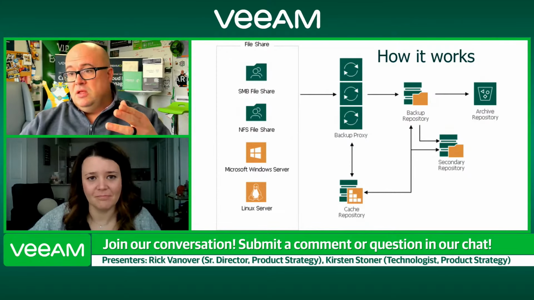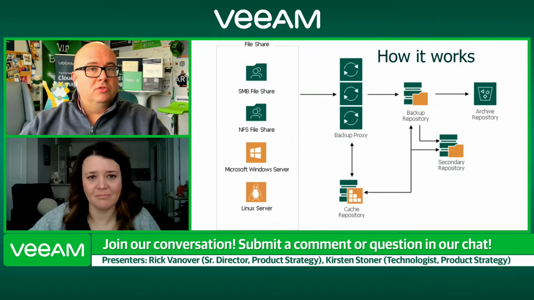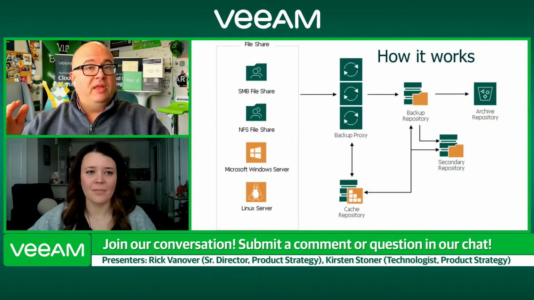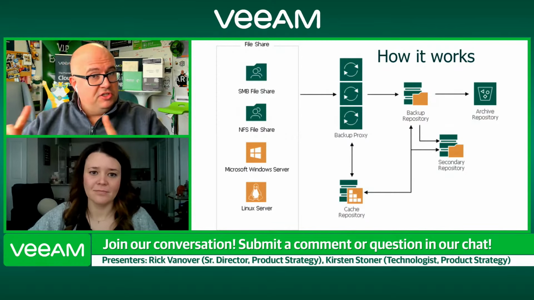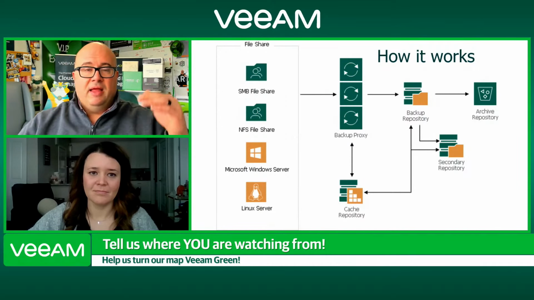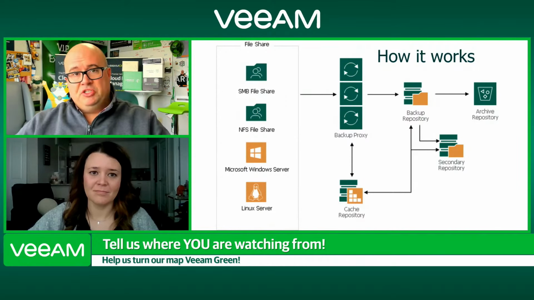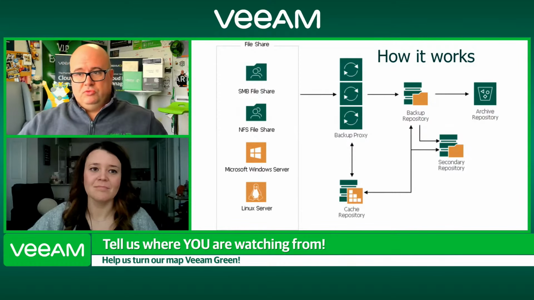And then the repositories are where we put those backups. So the first stop is a backup repository. The secondary repository allows us to have a 3-2-1 rule built right in. The archive repository, as it's currently implemented, and it's going to change in the next version, after a certain threshold, if there's not been changes, it'll go to this object storage repository.